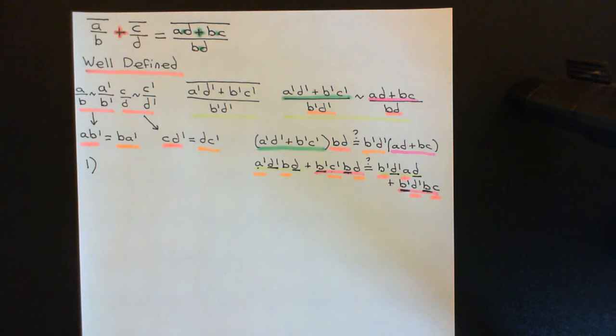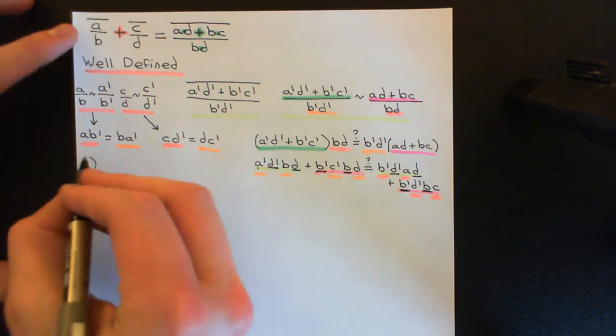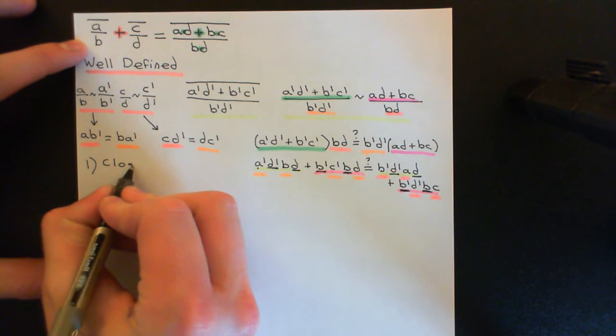Axiom number 1 is closure. Okay, so it must be the case that when I add one equivalence class to another equivalence class, I get another equivalence class back again. I get something back within the set.